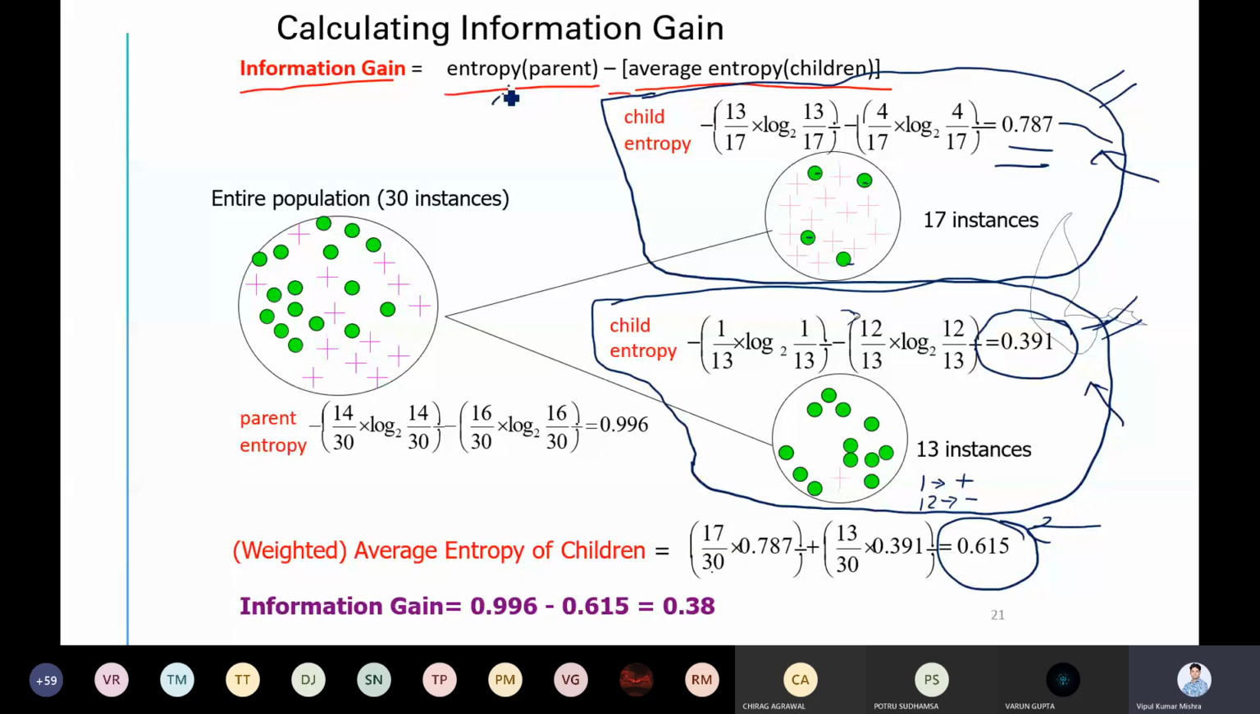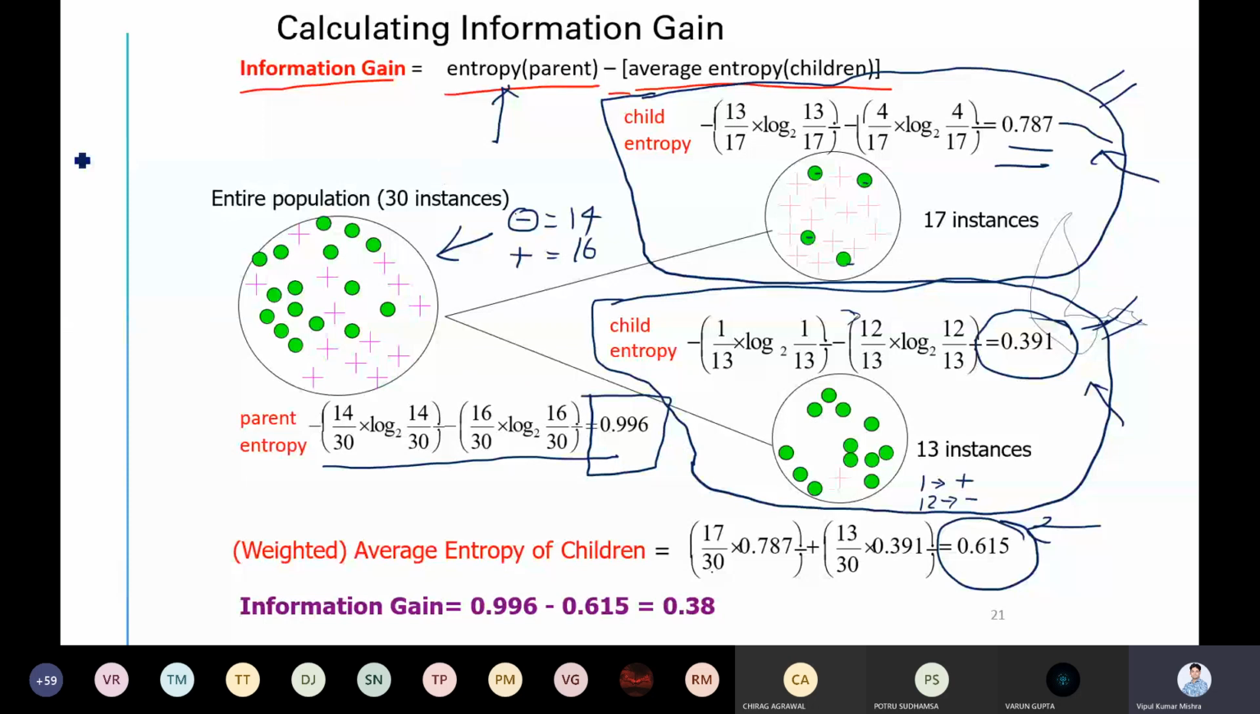For information gain, you have to compute entropy for the parent as well. So let's compute entropy for the parent. You take the total minus and total plus. Here the total minus is, let's say, 14, and the total plus is 16. Based on that, you computed the entropy for the parent. Getting everyone? Any doubt on this? So you got the entropy for the parent, that is 0.996.